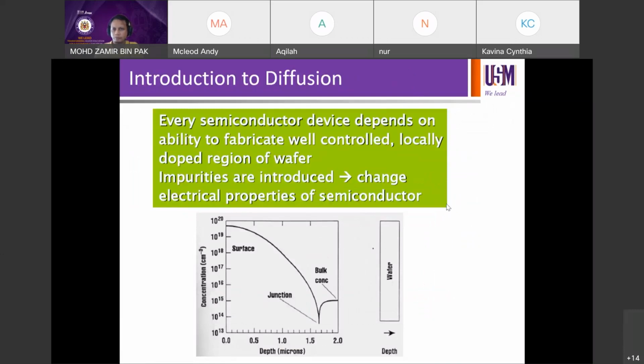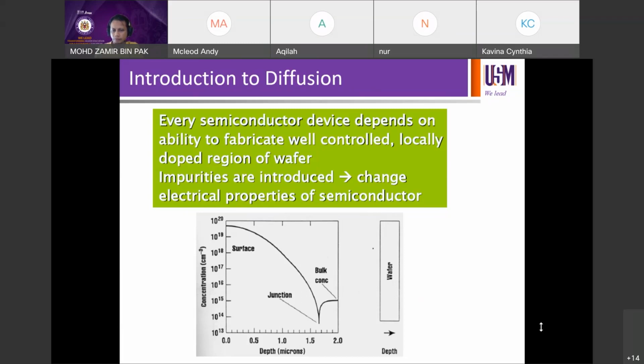So let's see. Right, can you see the notes on the screen? Right. Okay. So let's continue.